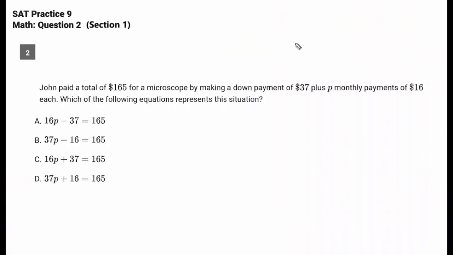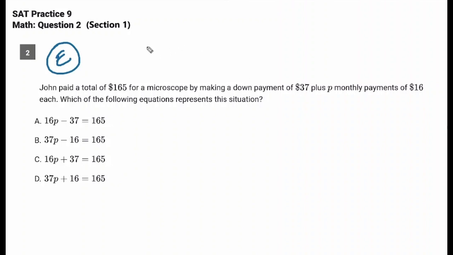We're on SAT Practice Test 9, Math Section 1, Question 2. What's the level of difficulty here? It's very easy. John paid a total of $165 for a microscope by making a down payment of $37 plus P monthly payments of $16 each. Which of the following equations represents this situation?